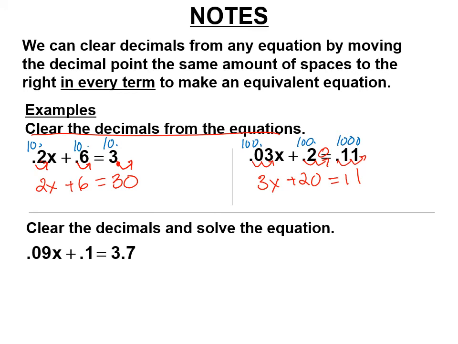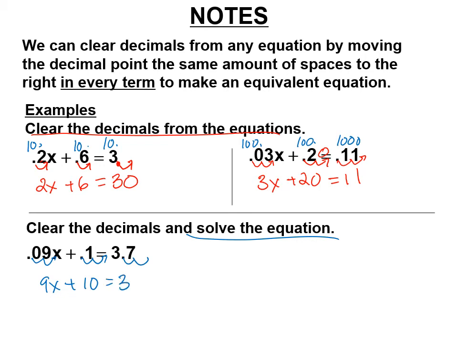All right, so how many times would we move the decimal point? And now you're going to solve it. So we're going to move it twice there and make that 9x, right? Because there's no such thing as 9x. We're going to move it twice there. That becomes 10. Move it twice there, all right?